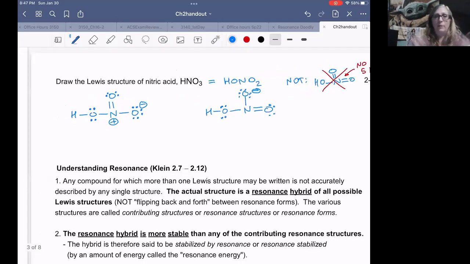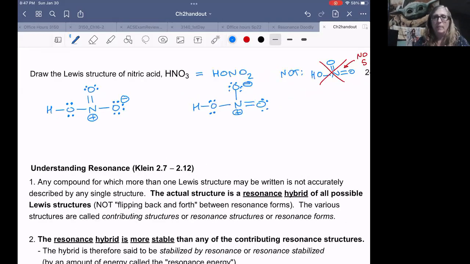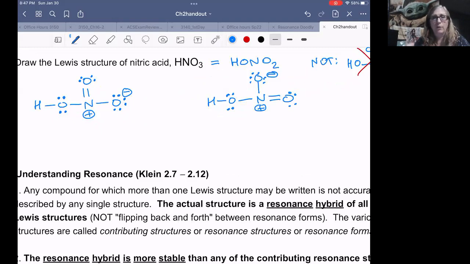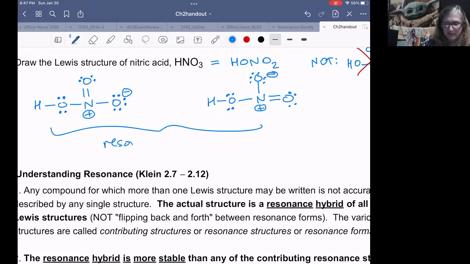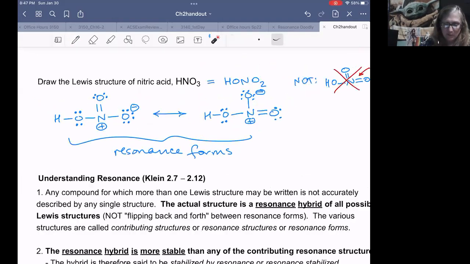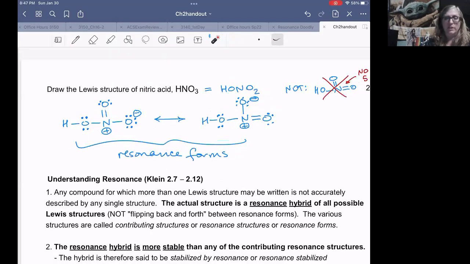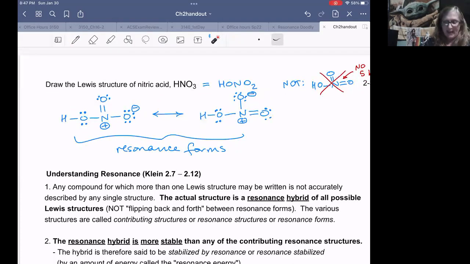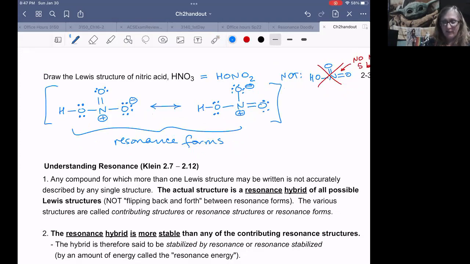So how do we describe it when we have more than one Lewis structure we could draw for a given compound? These are described as resonance forms or resonance structures. They both represent nitric acid, and we use a very special arrow to point from one resonance form to the next. It's a single line with arrowheads on either end, and sometimes we put a little bracket around this whole thing to signify as well that it's resonance forms. And so what does it mean when you have resonance?